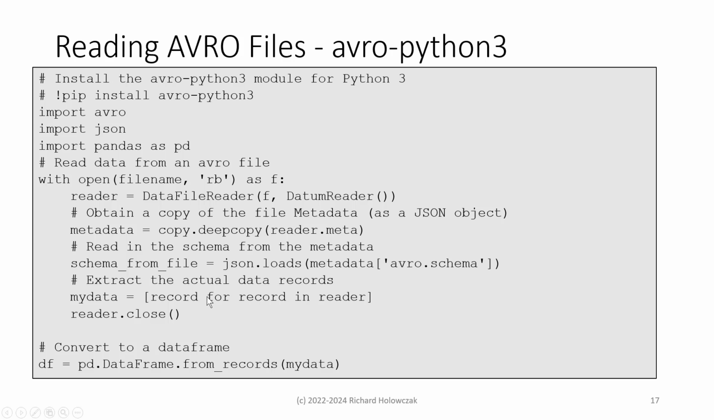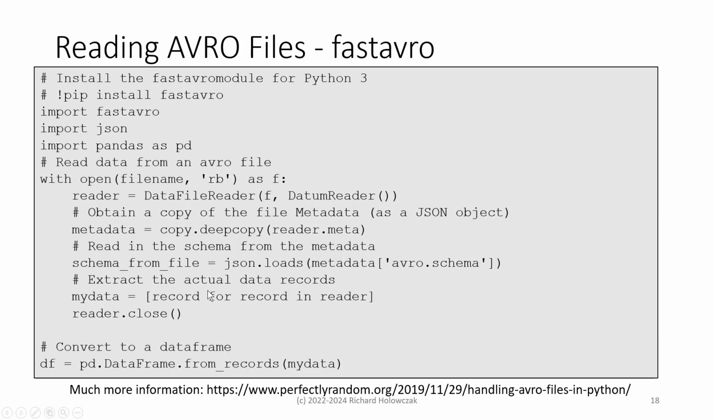So dealing with Avro files with Avro Python 3 is a little bit more complex. Using FastAvro is fairly similar. In FastAvro, these functions are implemented in the C++ programming language, so they're a little bit faster. But as you can see, the order of operations is quite similar, and basically the results end up in a data frame as well. So this is just a little bit of a faster implementation using FastAvro.